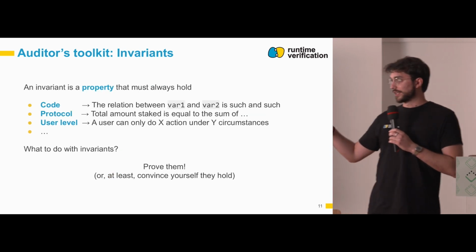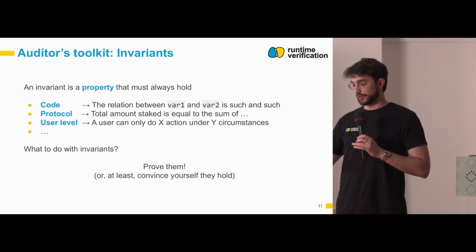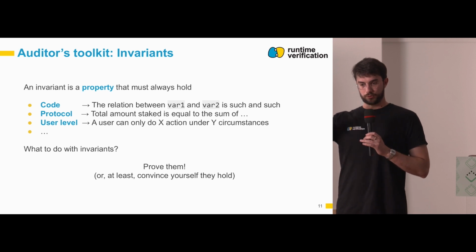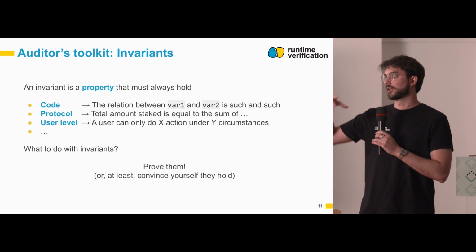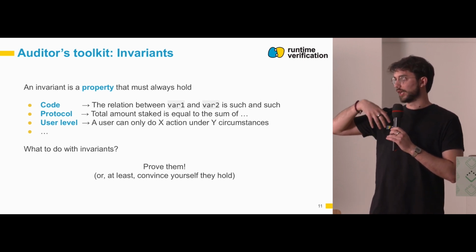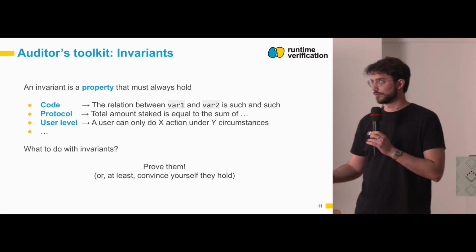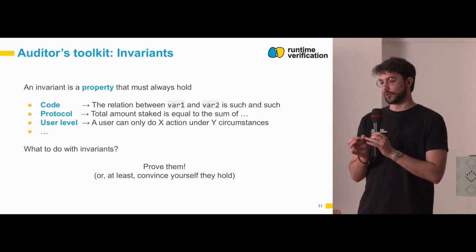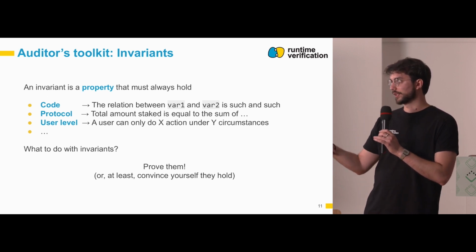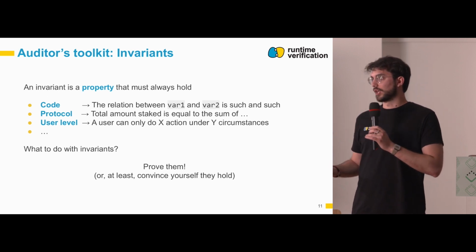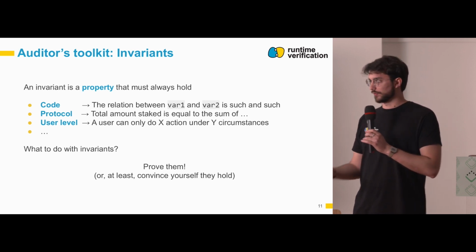The second one is invariants. Invariants are just properties of the protocol. Basically you go through the protocol and try to list the things that should always hold for the code. This can be code invariants, like the relationships between two variables, or the properties that the elements of an array should fulfill. But these are more specific to the implementation itself, and then there are protocol invariants and user-level invariants: what are the core properties of the protocol, or what are users allowed to do.